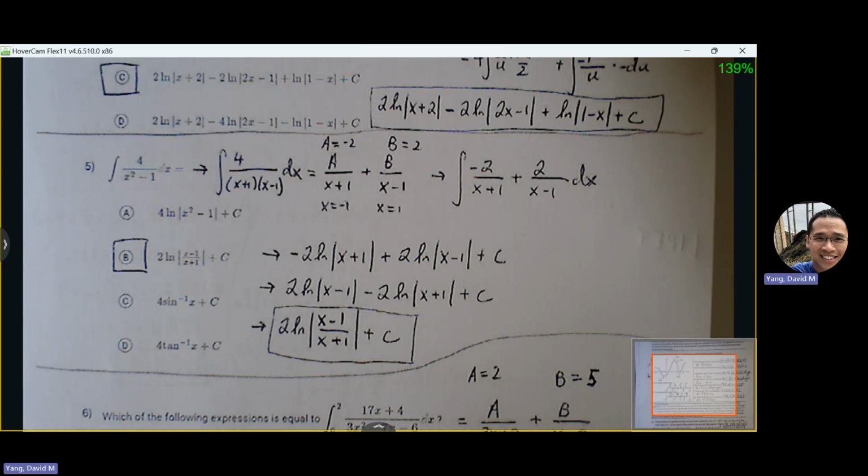And for number 5, we're having to match the answer choice, and the answer choice is using quotient property to merge those log terms together. It gets it into that form of natural log of A minus natural log of B can be condensed into natural log of A over B. Okay, next up.